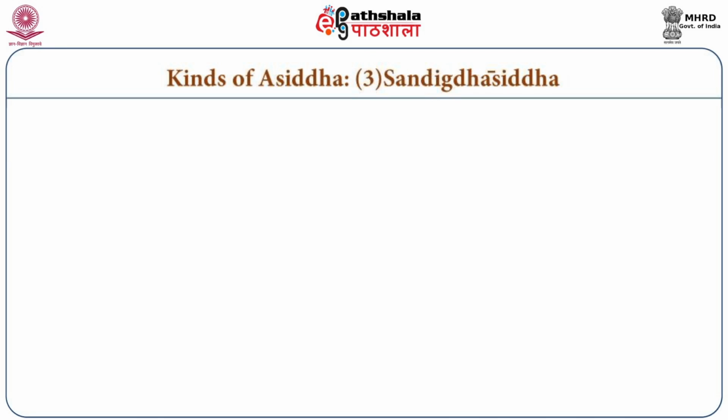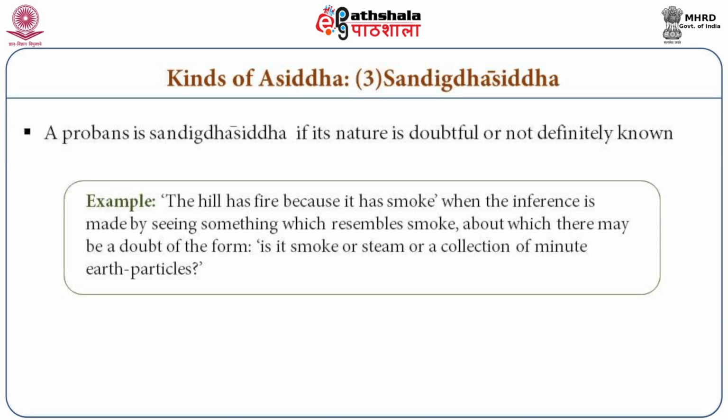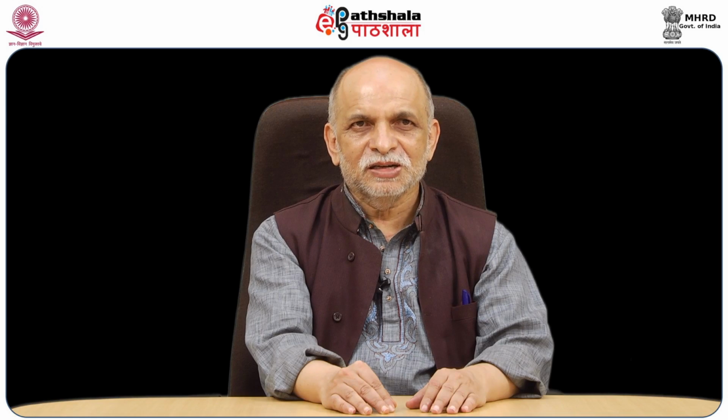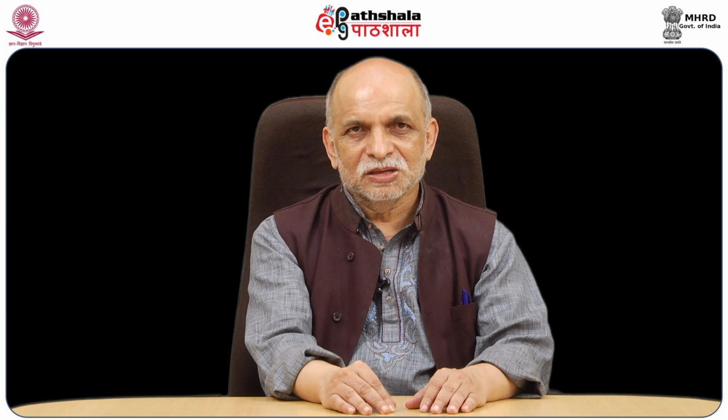Now, the third type of asiddha is sandigdha asiddha. The example is: the hill has fire because it has smoke, when the inference is made by seeing something which resembles smoke, about which there may be a doubt of the form: is it smoke or steam or a collection of minute earth particles, that is, just dust? So, when there is a doubt about the nature of the probans, then it will be sandigdha asiddha.